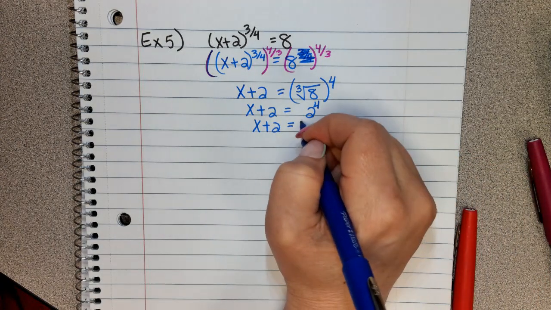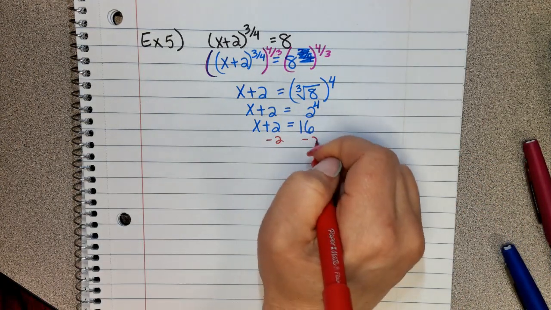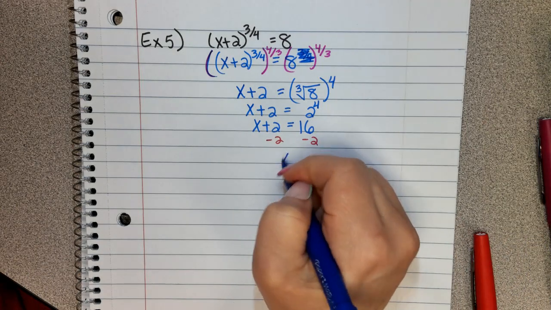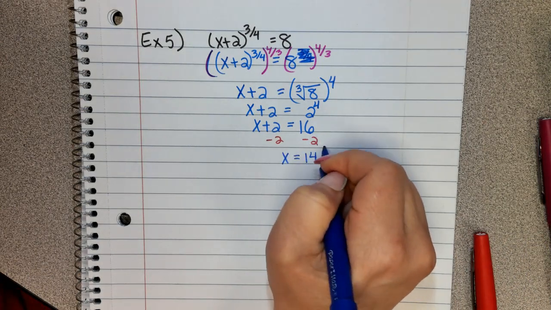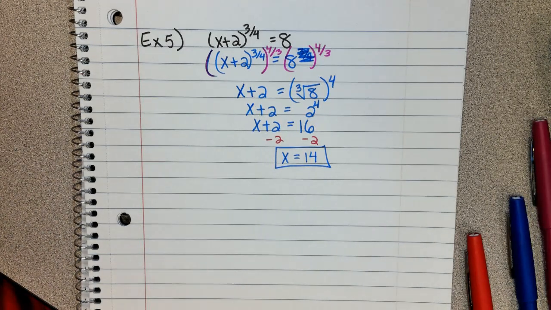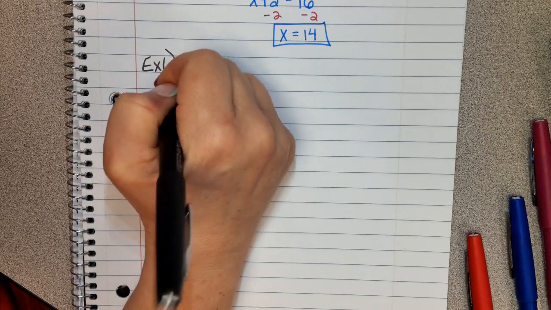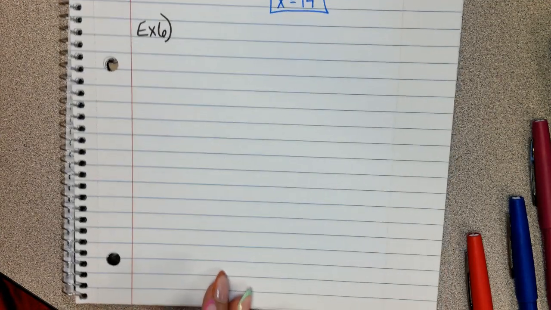Yeah, 16. Then from there, of course, I would subtract 2 from both sides, and x would be equal to 14. And that does check. I'm not going to check it for time, but that is the solution. Okay, let's talk about inequalities because we have not done that yet. So I definitely want to do that.